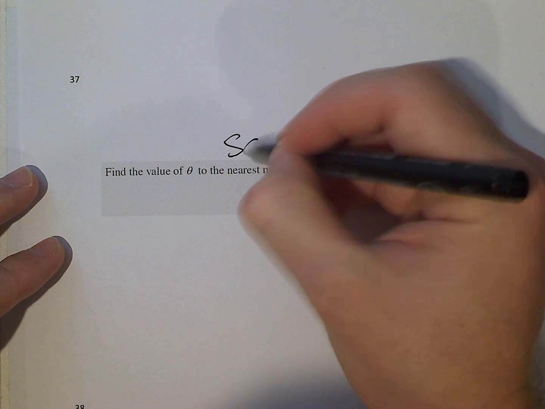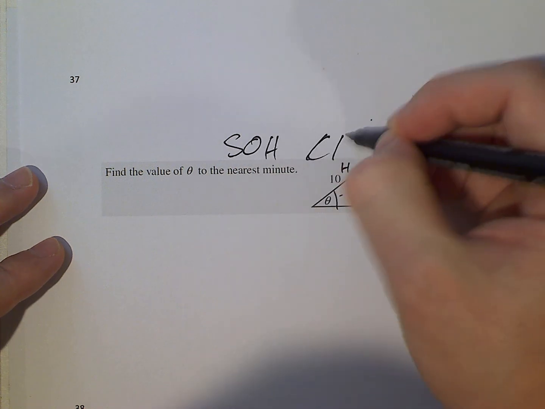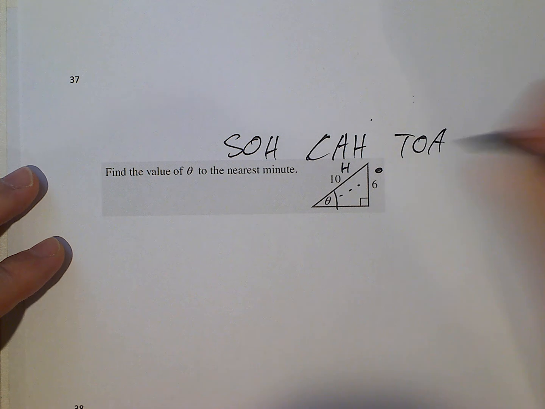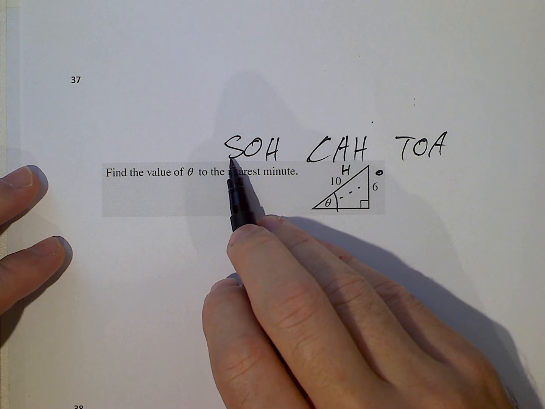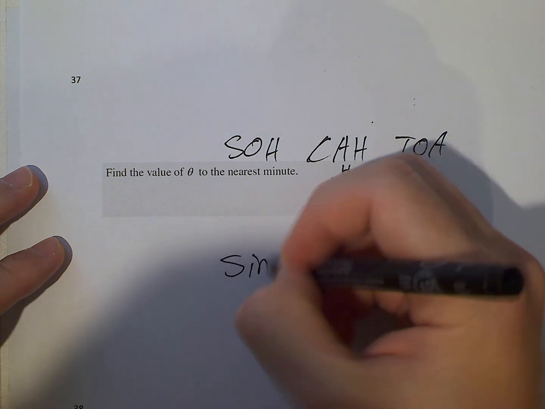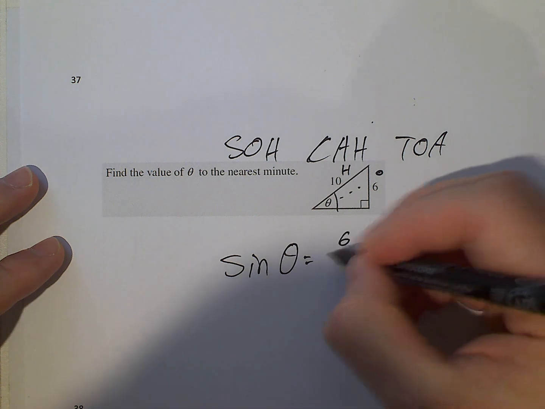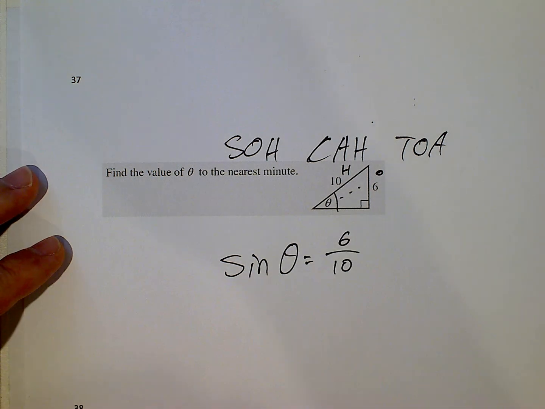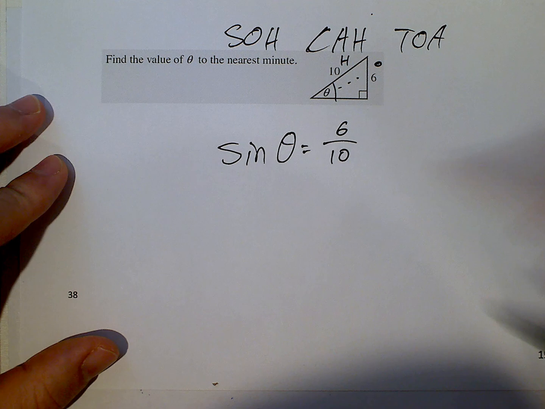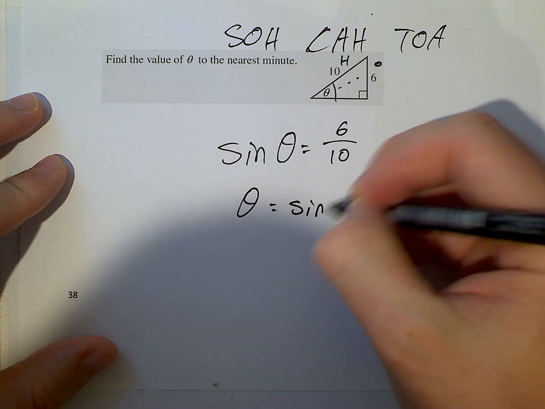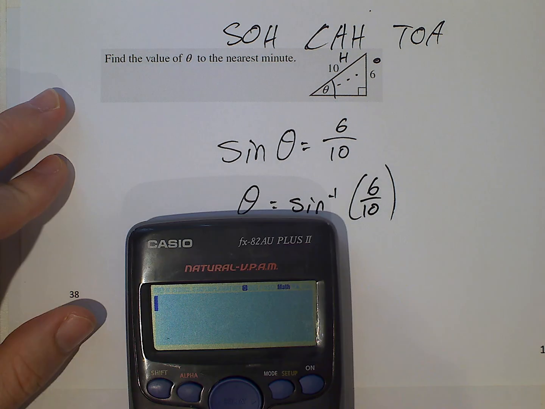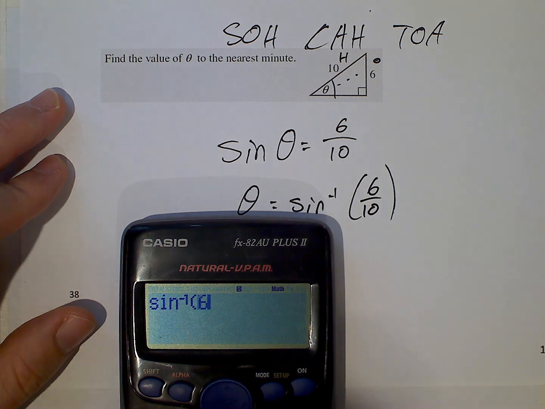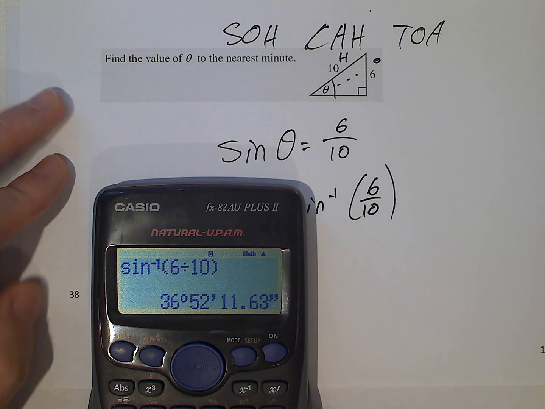So let's do that. So, whoops, SOHCAHTOA. And if we're figuring that out, that is our hypotenuse, and our opposite, that is S, so it's sine. So we're going to go sine theta is 6 on 10. Okay, now we want to move our sine across so we can figure out our angle. So it becomes sine -1 of 6 on 10. So we're going shift sine 6 divided by 10, close bracket, equals, and we have to hit our degrees button.